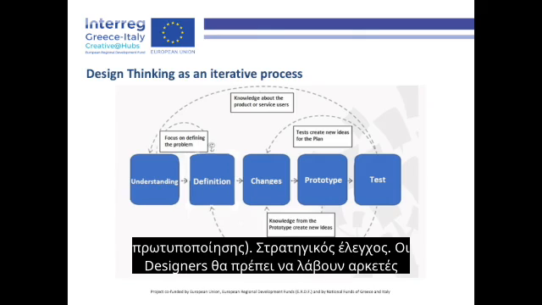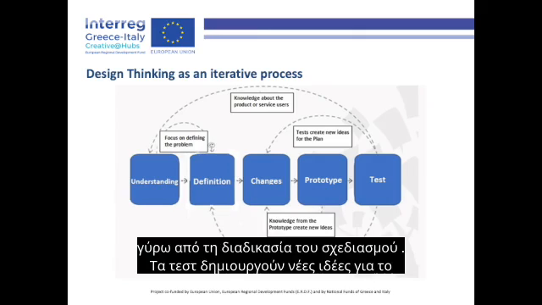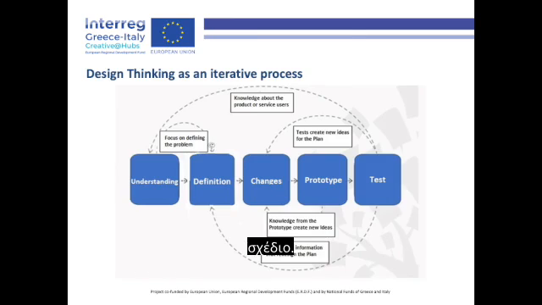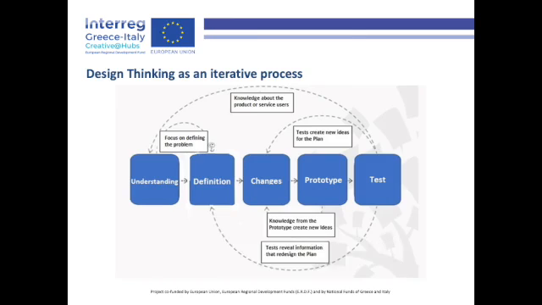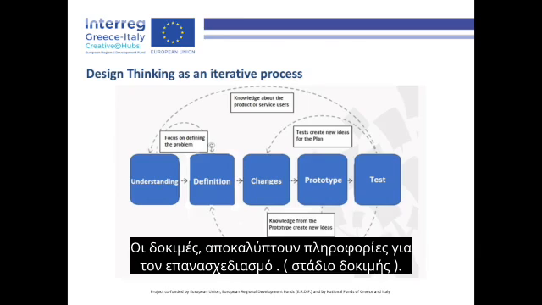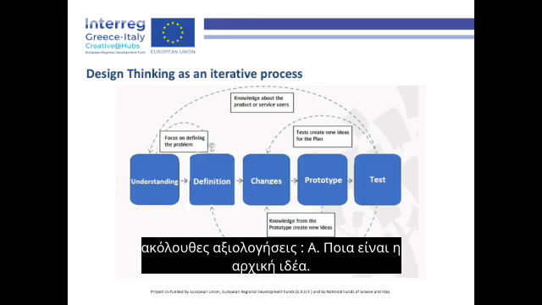Knowledge from the prototype, create new ideas. Changes and prototype stages. Strategic control. Designers will have to make several decisions around the design process. Test, create new ideas for the plan. Knowledge about the product of service users. Test, reveal information that redesign the plan. Test stage. Finally, it is necessary to adopt a strategic control that will make the following findings evaluations.